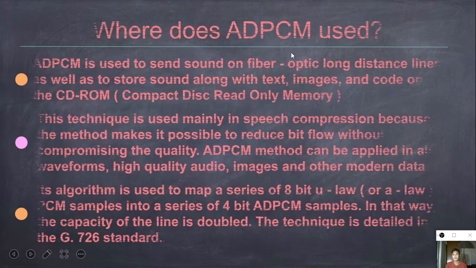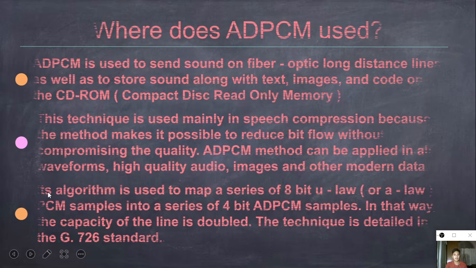So, where is ADPCM used? ADPCM is used to send sound on fiber optic long distance lines, as well as to store sound along with text, images, and code on the CD-ROM, or compact disc read-only memory. So when you compress text, images, or music, it uses the ADPCM technique. This technique is used mainly in speech compression because the method makes it possible to reduce bit flow without compromising the quality. The ADPCM method can be applied to all waveforms such as high quality audio, images, and other modern data.